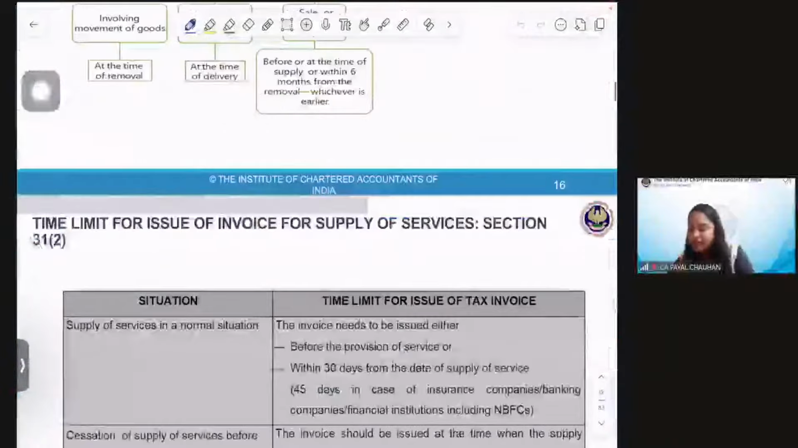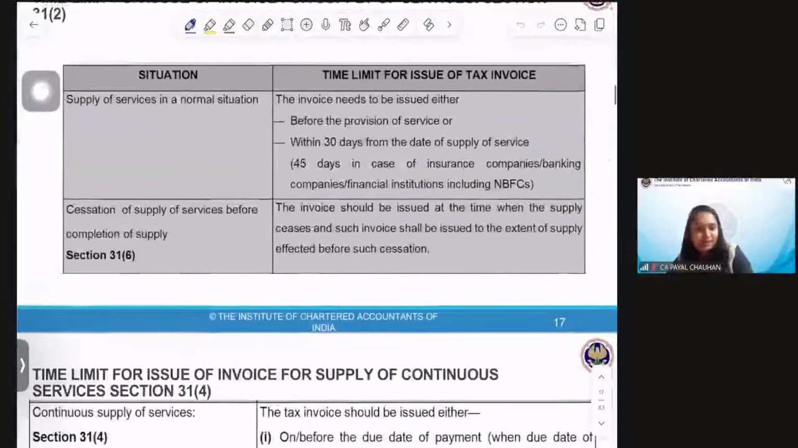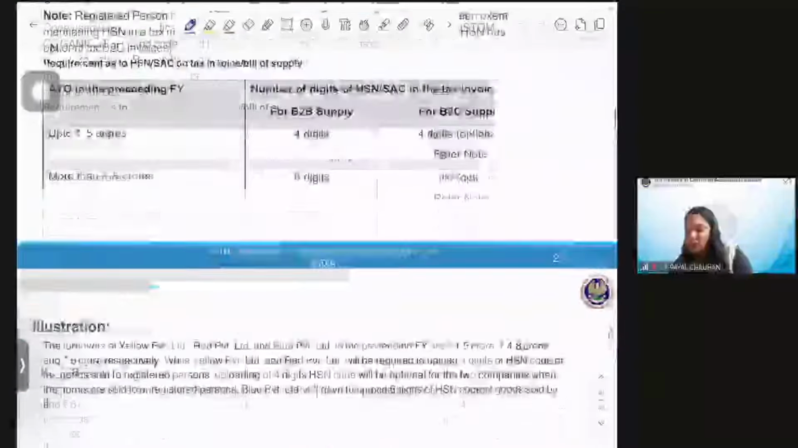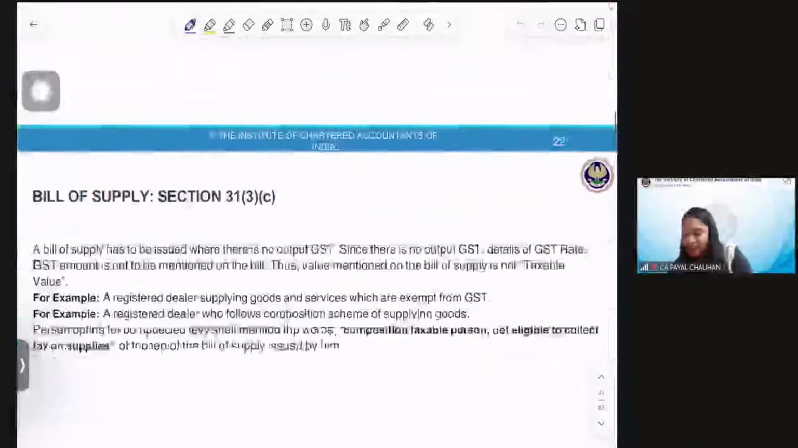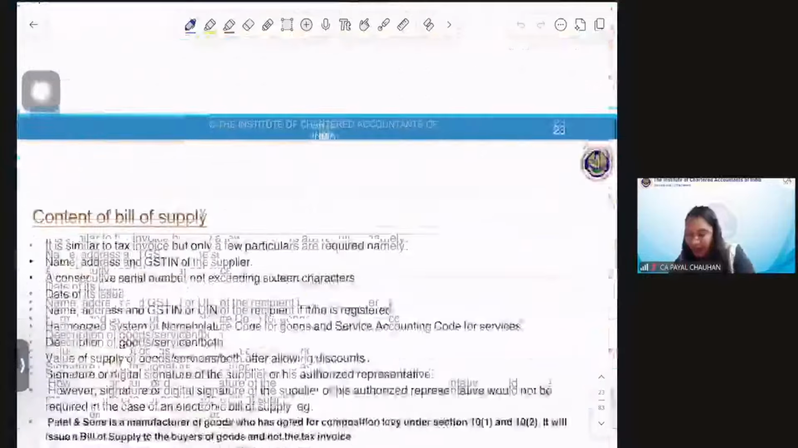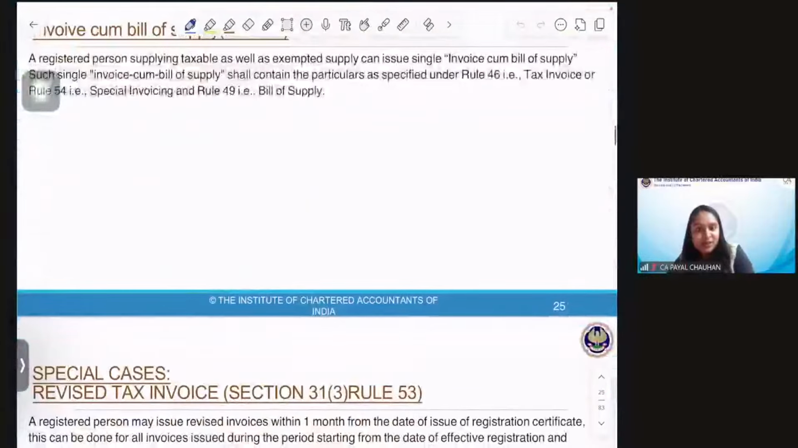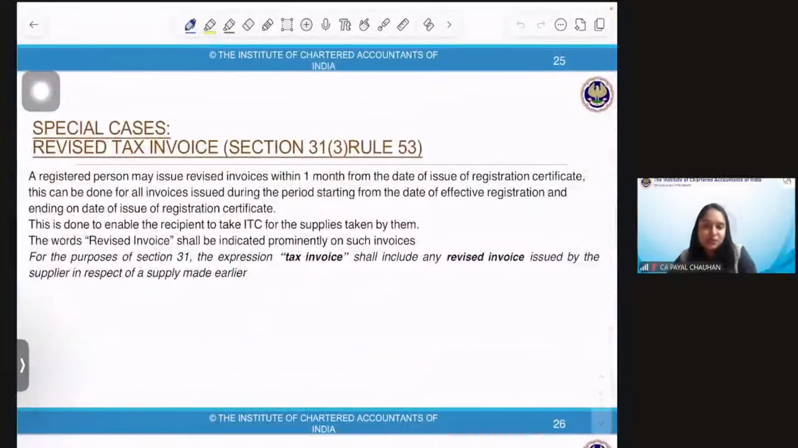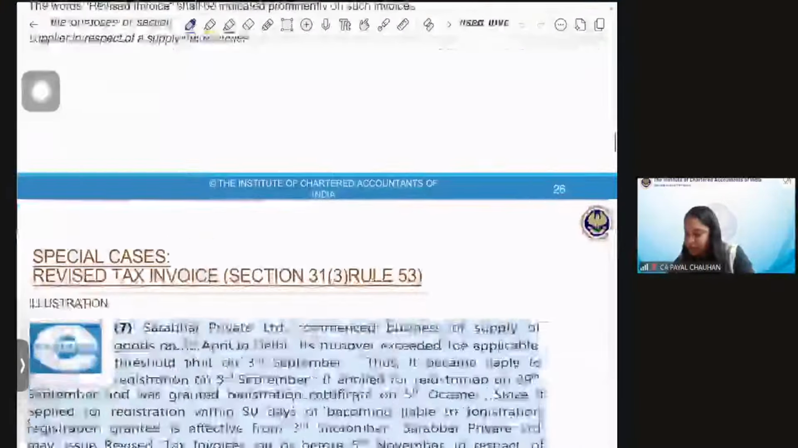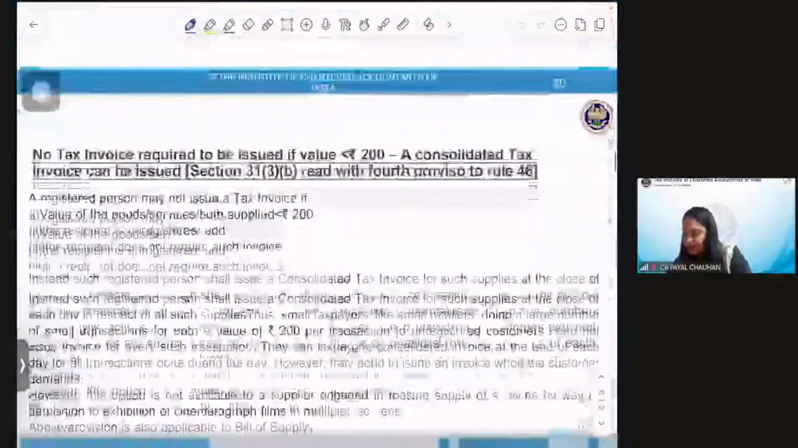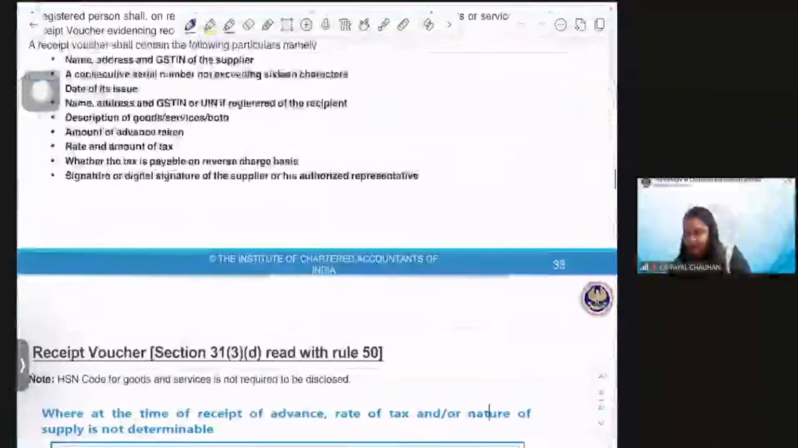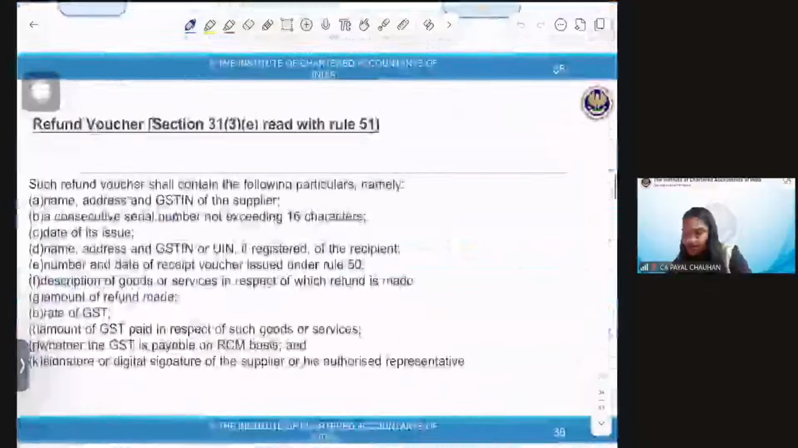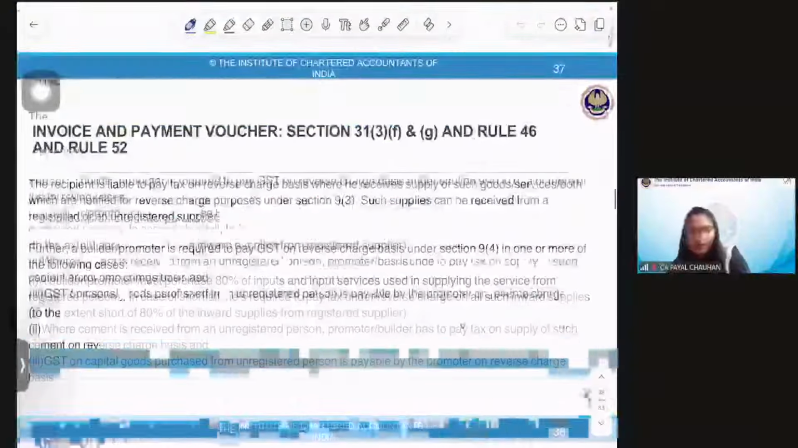We'll be starting from e-invoice today. We also did the time period within which we need to issue the invoice. We did HSN, we did bill of supply, invoice cum bill of supply, when the registered person supplies taxable as well as exempted goods. Refund voucher, receipt voucher.